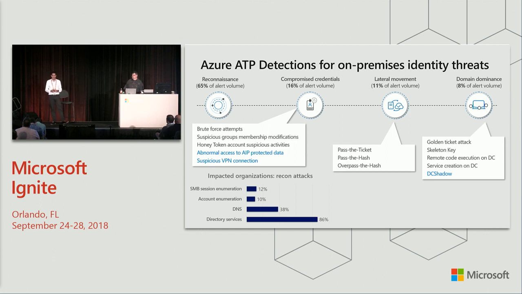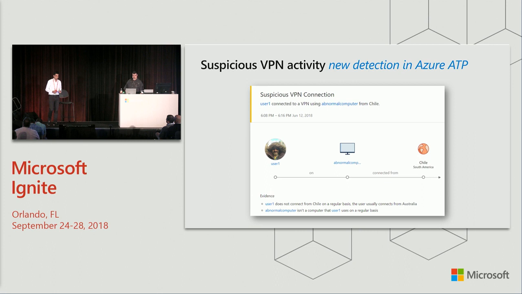And lastly, domain dominance, a bunch of techniques that allow attackers to gain dominance. These are the alerts that should trigger you the most quickly. This means that the attackers are already pwning you, okay? This is the worst case scenario, and this is where you obviously want to take action.